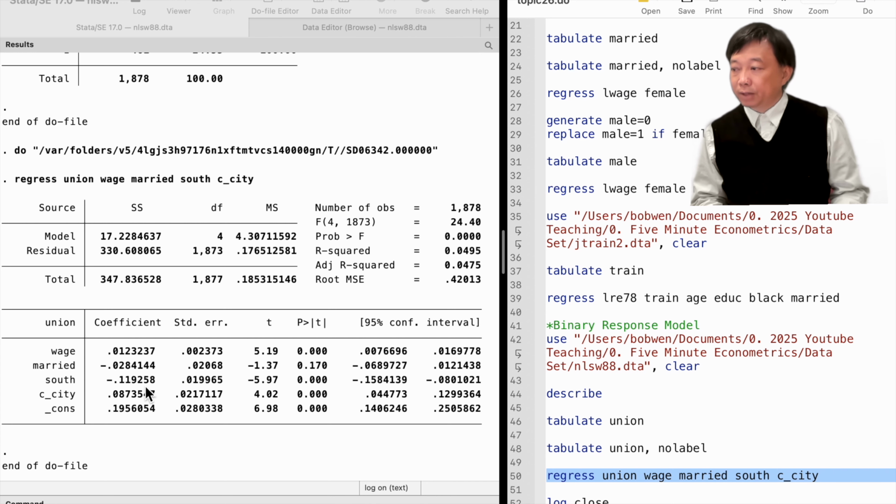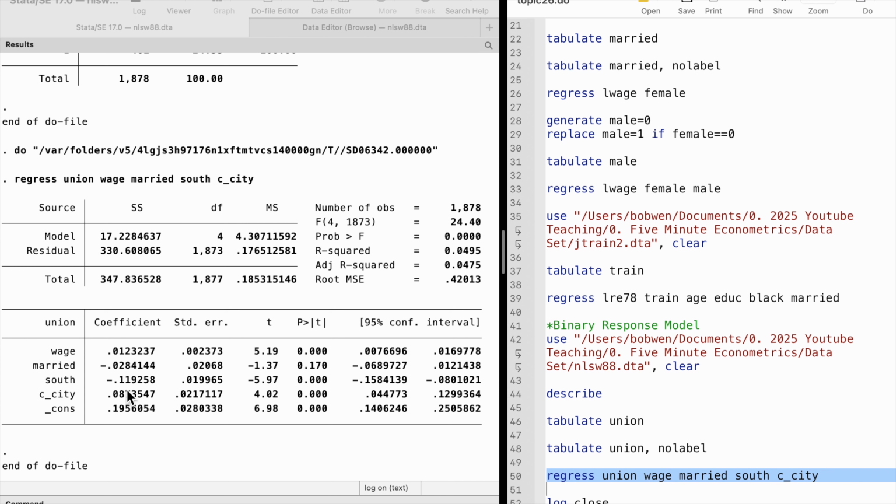Workers living in central cities are 9 percentage points more likely to become union members than other workers who are not living in central cities. Marital status has no significant effect on union membership.